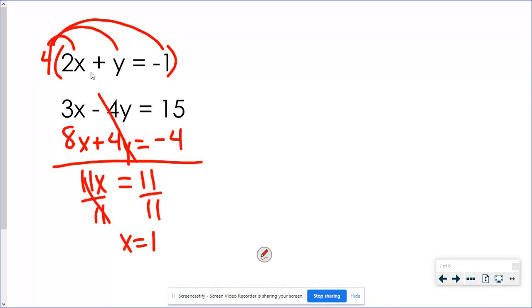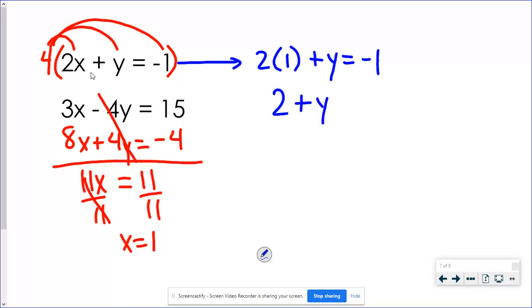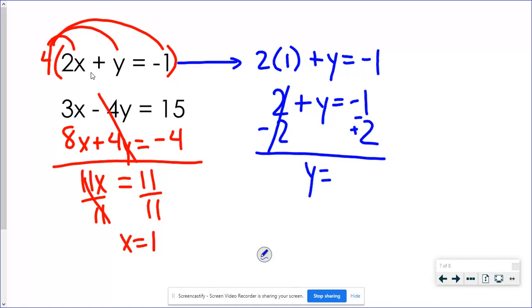X is 1. Now that I know what the x is, I have to find the y. And again, the easiest place is going to be in this top equation because the y doesn't have a coefficient that shows up. It's just a 1. So I'll have 2 times, there's my x, plus y equals -1. So that's really 2 plus y equals -1. So I would have to subtract the 2. So I get that y equals -1 plus a -2 is a -3. So my ordered pair is 1, -3.